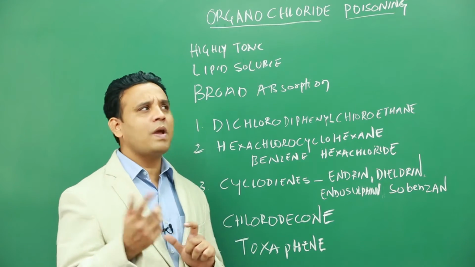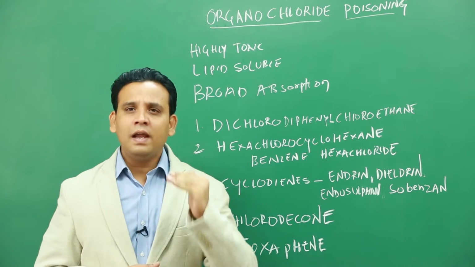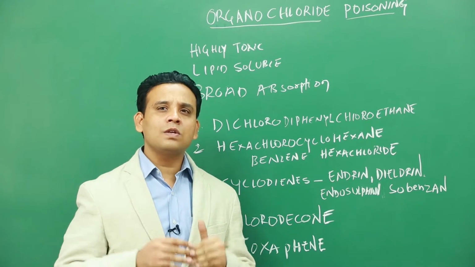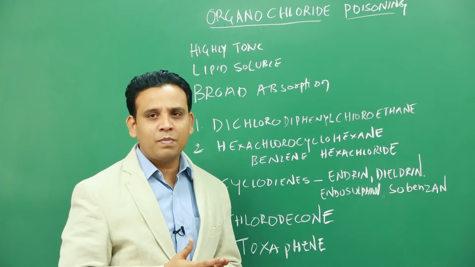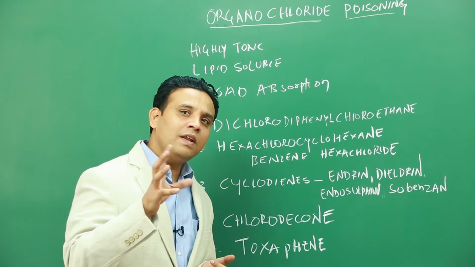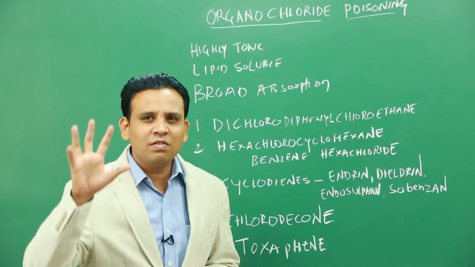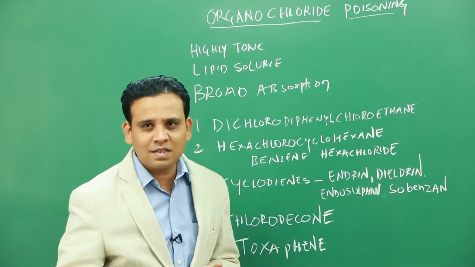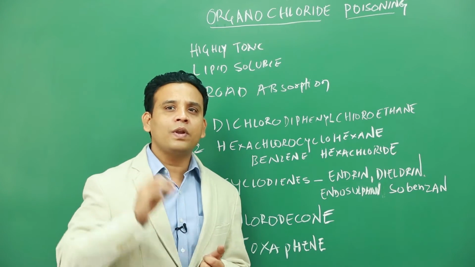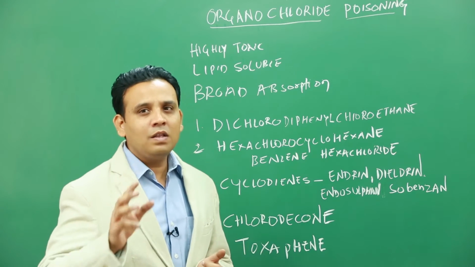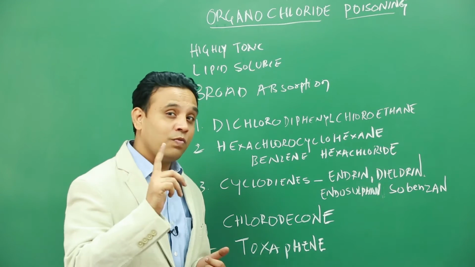They have broad spectrum absorption. They are highly lipid soluble, highly toxic, and readily cross the blood-brain barrier, hence there will be mostly central nervous system manifestations. You will not find the patient as calm as in organophosphorus poisoning. Here the patient mostly will be unconscious, in status epilepticus, continuously having seizures, not responding to regular medications. All these scenarios are seen in organochloride poisoning compared to organophosphorus.